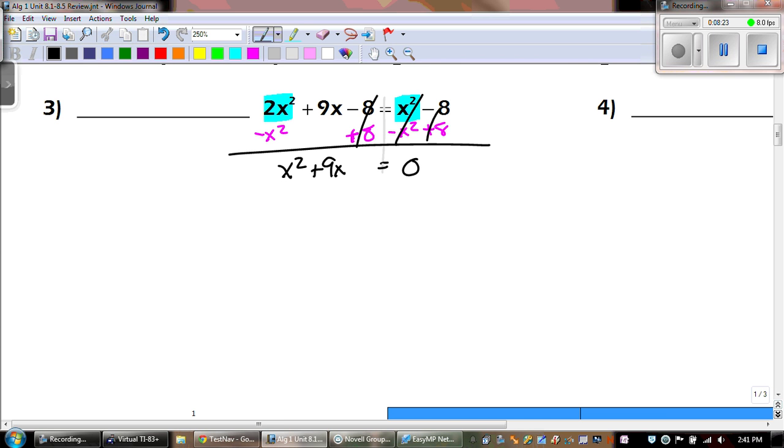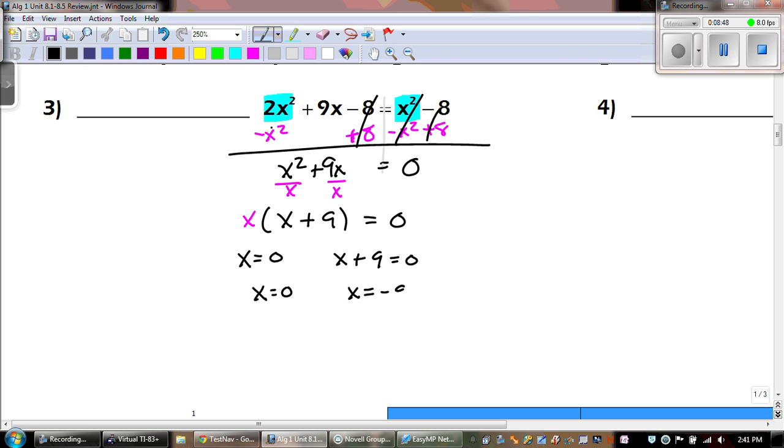So how am I going to solve this? Remember, the first thing we always want to check is, is there a GCF? And in this case, there is. We can factor out an x, and then we're left with x plus 9 equals 0. I set each one of those equal to 0 and solve. And then we end up getting x equals 0 and x equals negative 9. So when I write our answers, I'm going to put those in numerical order.